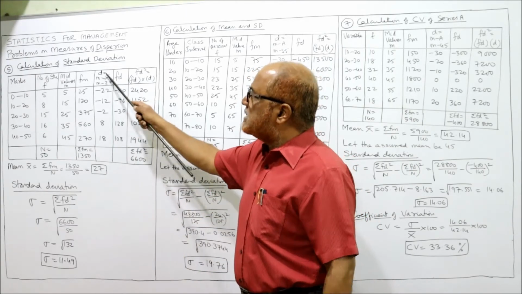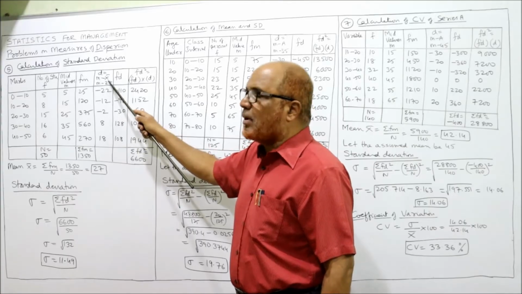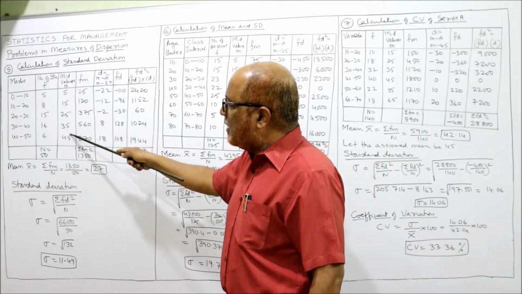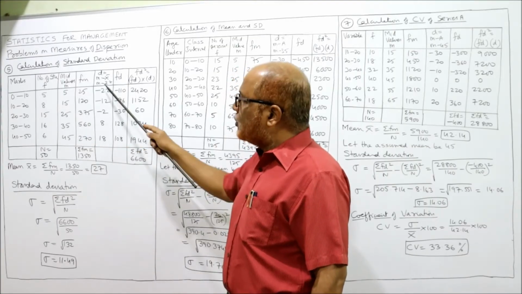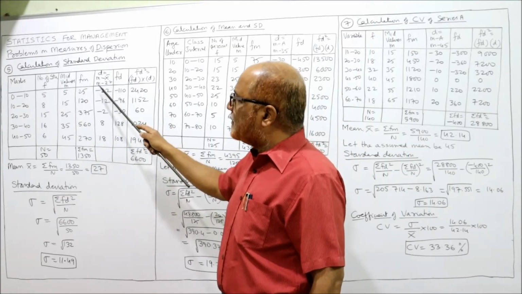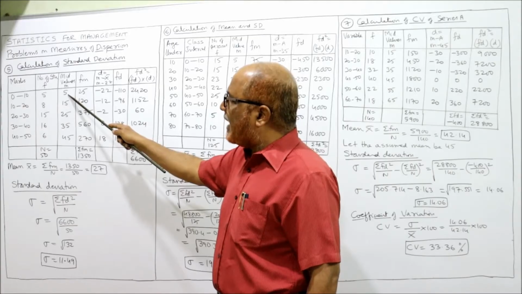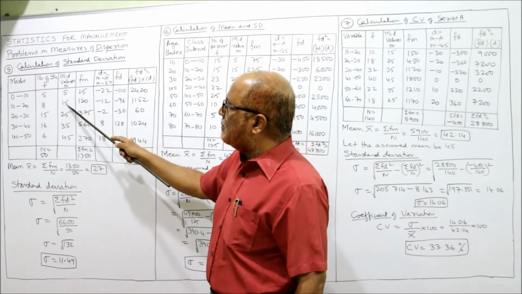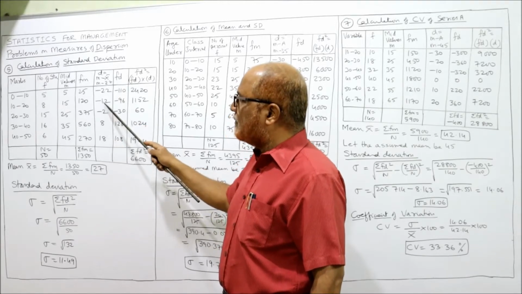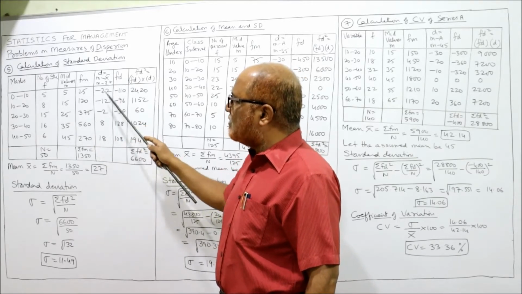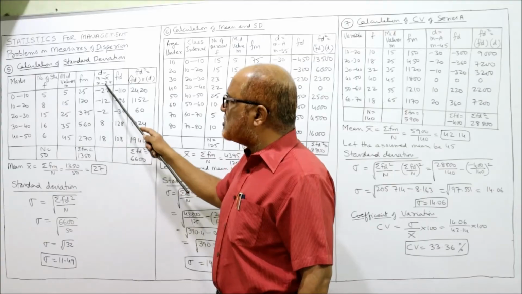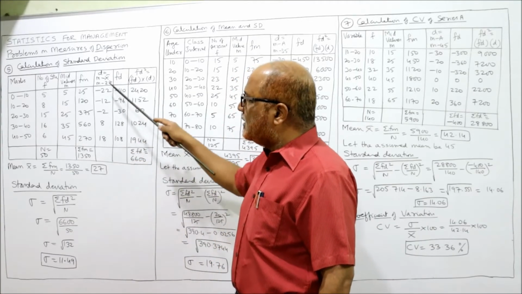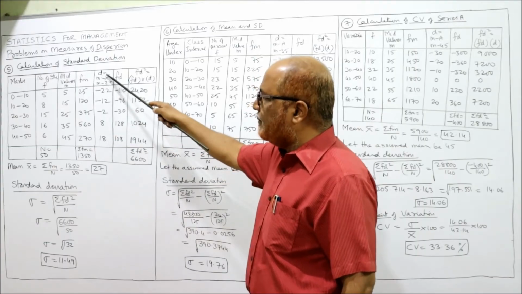Now we take D is equal to m minus x bar. M stands for mid values. The mid values are here and x bar is 27. So m minus x bar. m is how much? 5. 5 minus 27, you will get minus 22. 15 minus 27, minus 12. 25 minus 27, minus 2. 35 minus 27, 8. 45 minus 27, 18. These are the deviations, D.